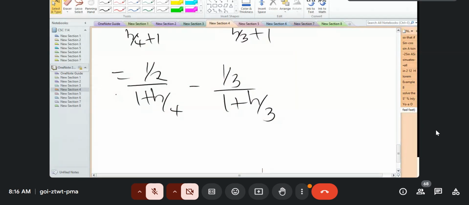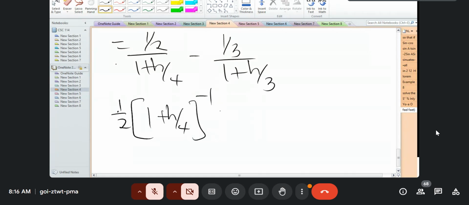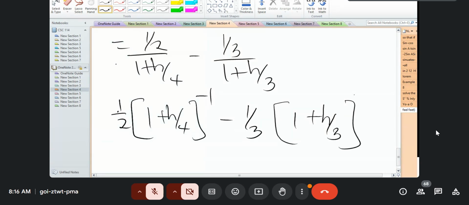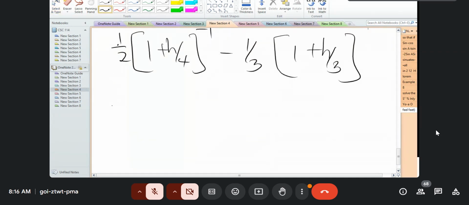So we can make it look like this: a half times 1 plus h over 4 raised to -1, minus a third times 1 plus h over 3, the whole thing raised to -1. We're now good to make use of the expansion for 1 plus, in this case, h. So for the first, we'll have a half into, we'll have 1.